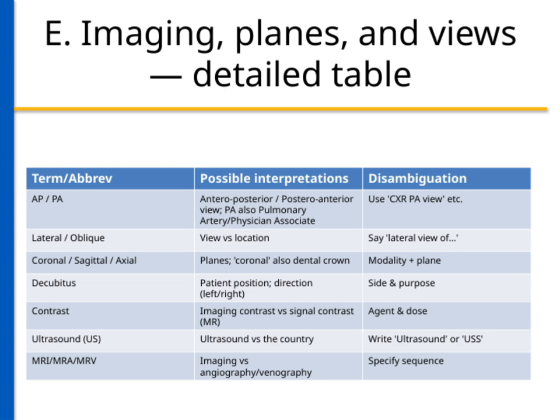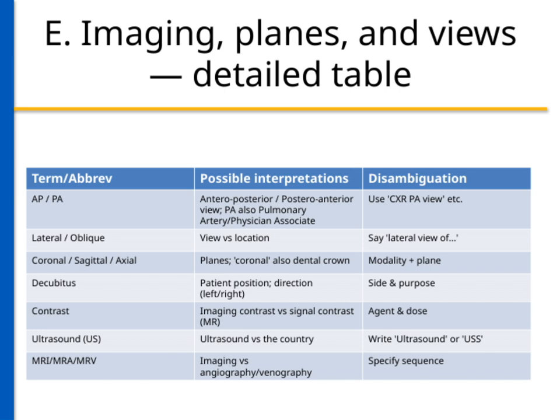Decubitus refers to the patient's position during imaging, indicating whether the patient is lying on their side and which side is down, left or right, and the purpose, such as detecting free fluid or air. Contrast, meanwhile, can mean different things. Imaging contrast agents or signals in MRI. Always specify the agent and dose for clarity.